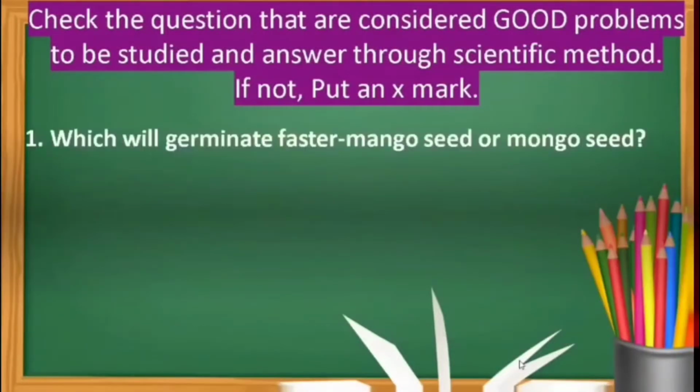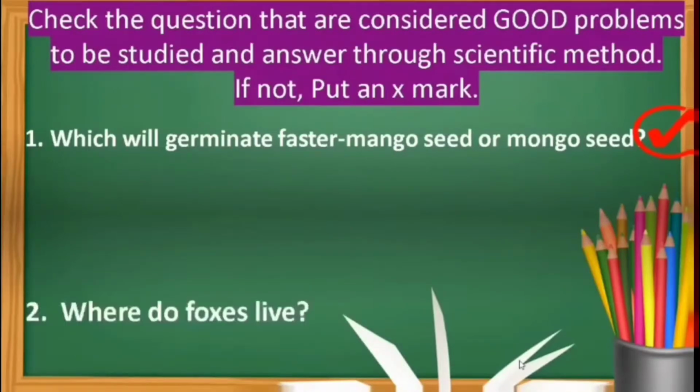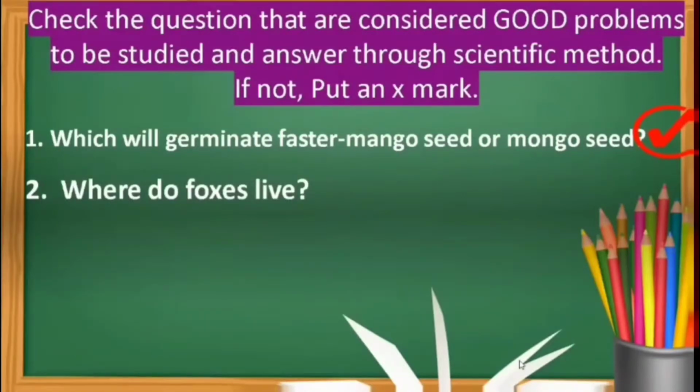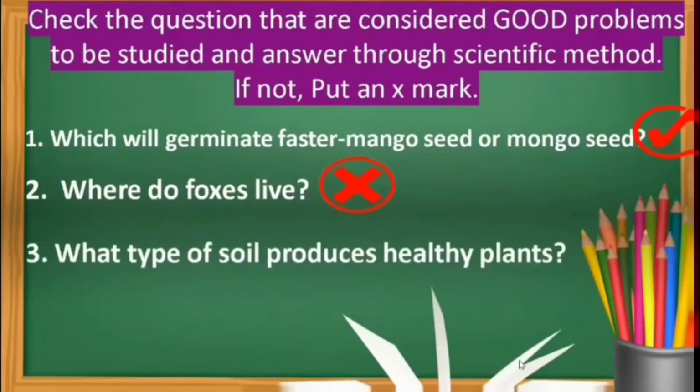Let's check your answers. For number 1, which will germinate faster, mango seed or mongo seed? The answer will be a check mark, because we can make an experiment and perform a scientific investigation for this question. Number 2, where do foxes live? The answer is an X, because this question can be answered by reading a book or researching the internet.